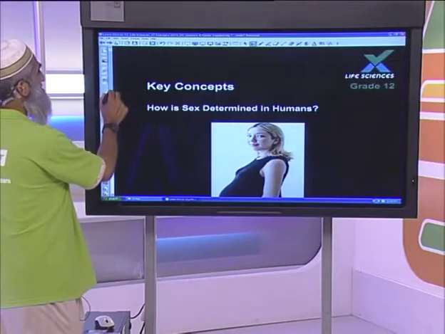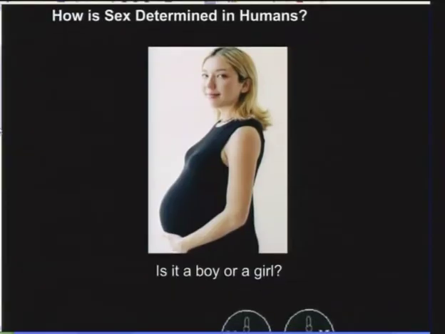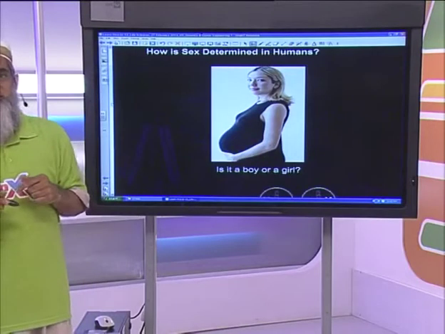What better way to start than a lovely picture. Is it a boy or a girl? That's the question. So, sorry to disappoint you, you young ones, when I said how sex is determined.